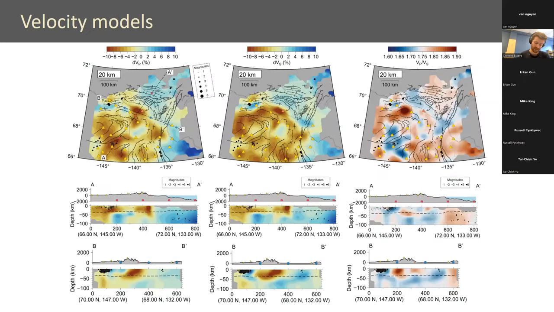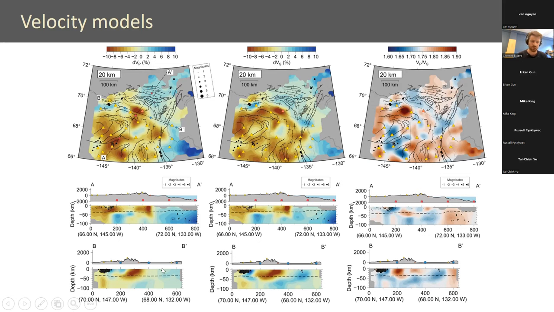I won't go through the details of the modeling because I don't have the time today, but if you have questions on how we get to the final model, please feel free to ask at the end of the presentation. Here I present the final model. So the top row shows the Vp model, the Vs model, and the Vp/Vs ratio model at 20 kilometers depth. Vp and Vs are plotted as perturbations relative to the regional average background velocity. And the Vp/Vs ranges from 1.6 to 1.9 at 20 kilometers depth.